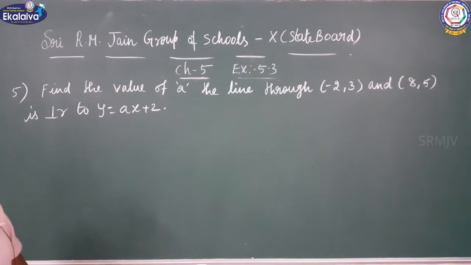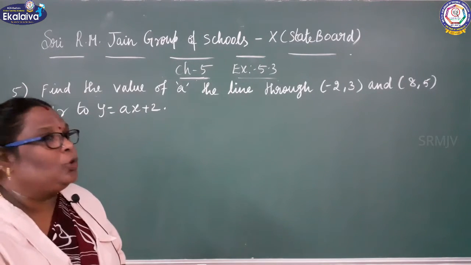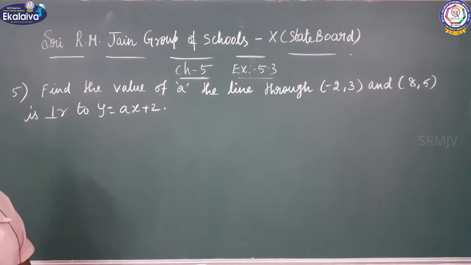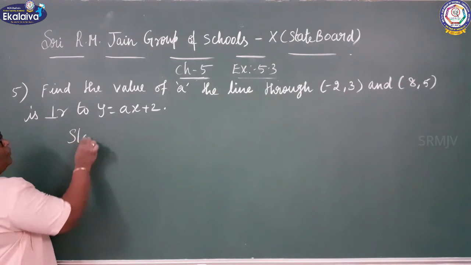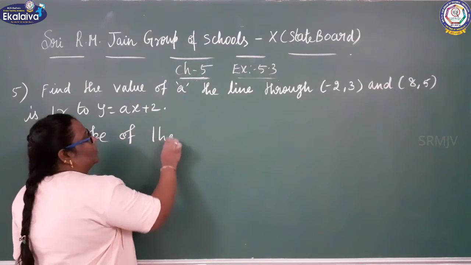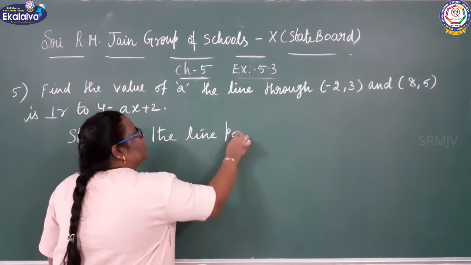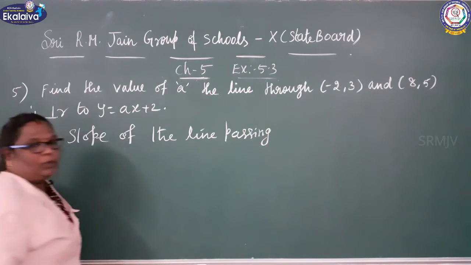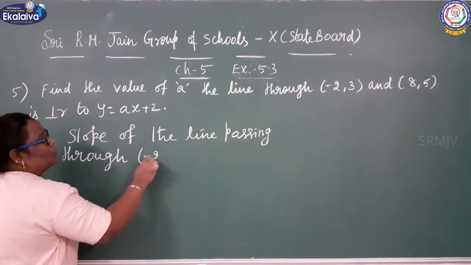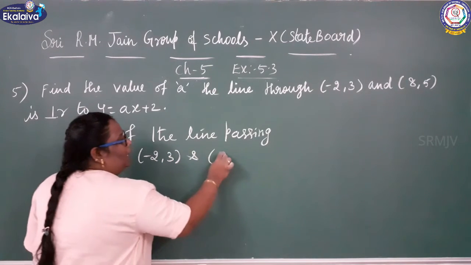See the fifth sum: find the value of a. The line through 2 points, minus 2, 3 and 8, 5, is perpendicular to y equal to ax plus 2. See here, first the slope of the line passing through 2 points. What are the 2 points they have given? Minus 2, 3 and 8, 5.